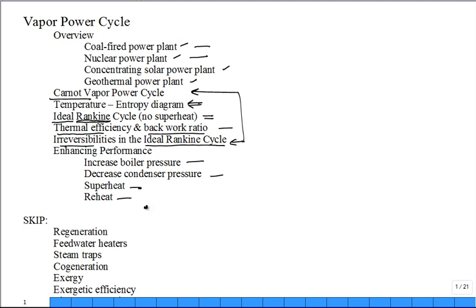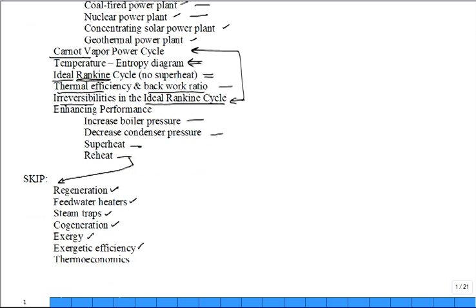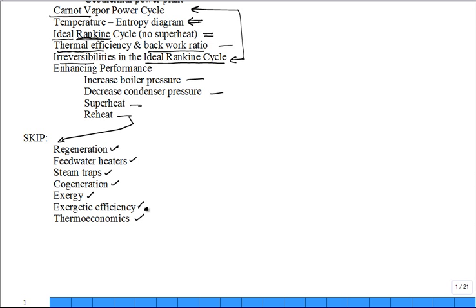I don't think we're going to have reheat. I think I'm just going to move reheat into the skip category. Regeneration, skip. Feed water heaters, skip. Steam traps, skip. Cogeneration, anything with exergy, exergetic efficiency, all of those are skips, okay? And thermoeconomics are skips. All right.